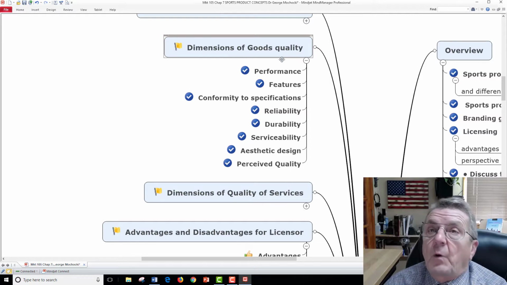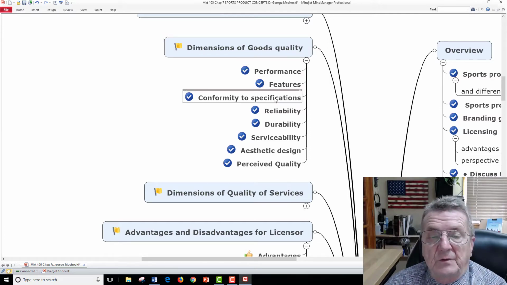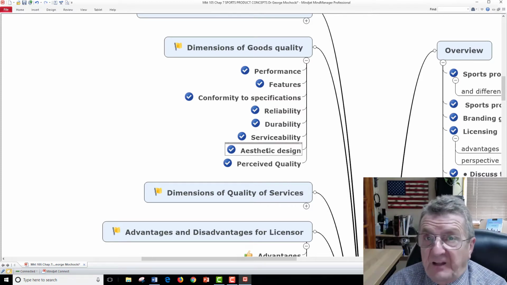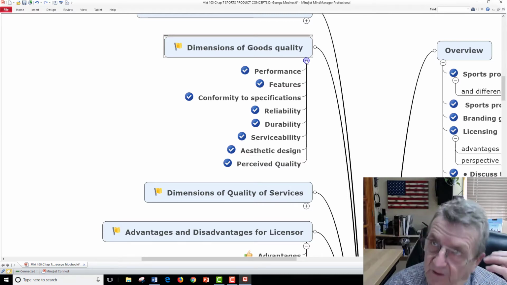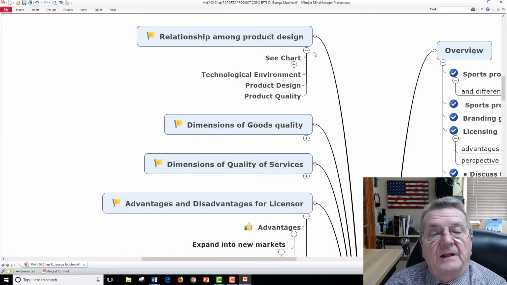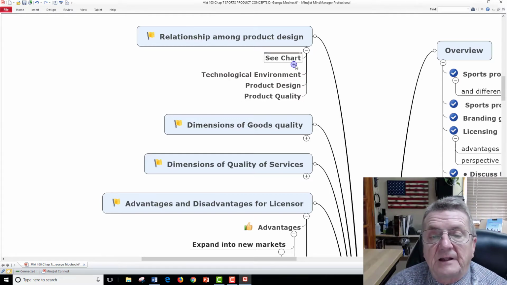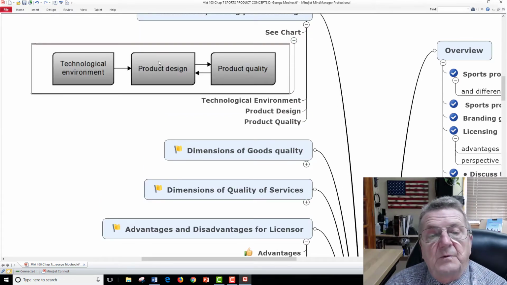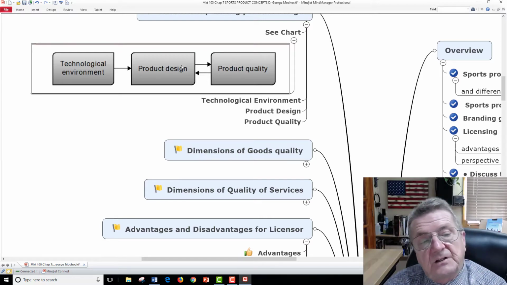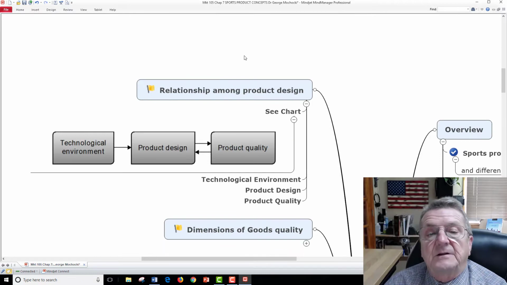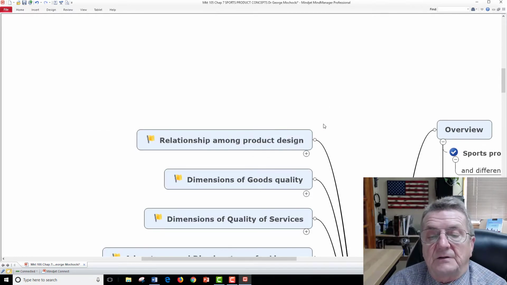Okay, dimensions of quality goods: performance, features, conformity to specifications, reliability, durability, serviceability, aesthetic design, looks good, perceived value. And perceived value is all in the mind. That's through the advertising and marketing. And the last one, relationship design, technology, technological environment. Everyone's got a smartphone. That's how I contact. That's how I get surveys. That's how I push my products to them. Product design and quality. And here it is. But technology gets me in there, and product design and product quality is in here. All right, and we talked about that in our discussion or our lecture.